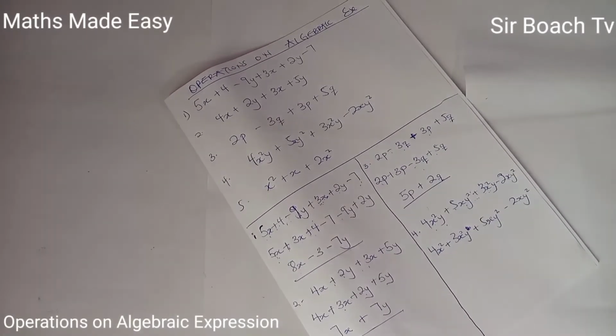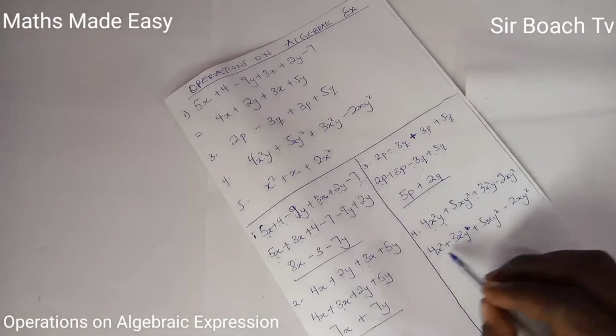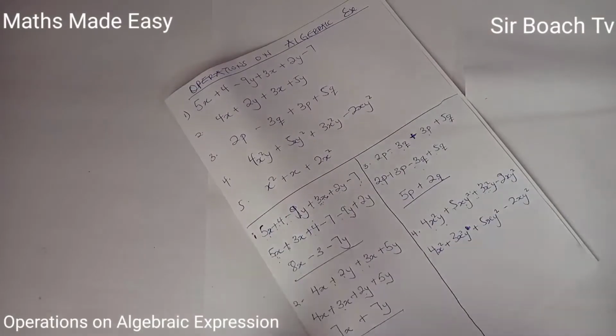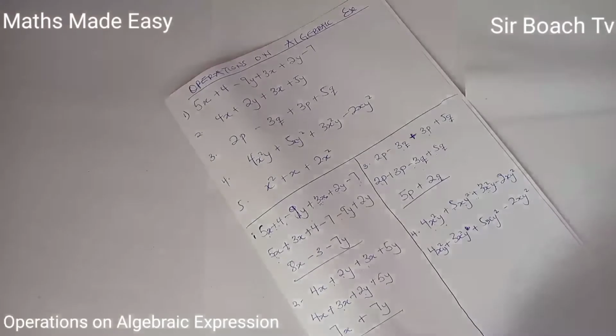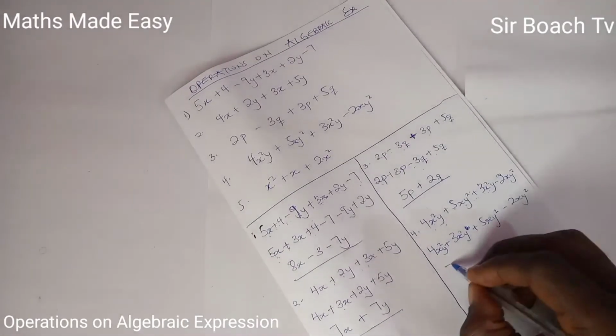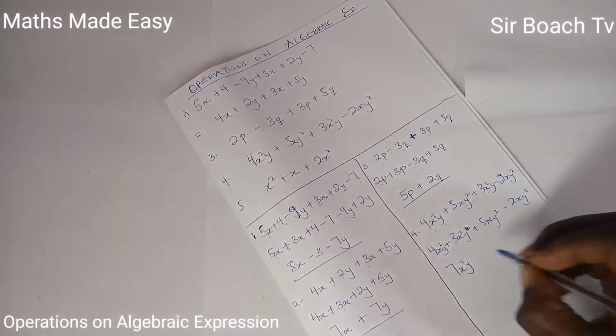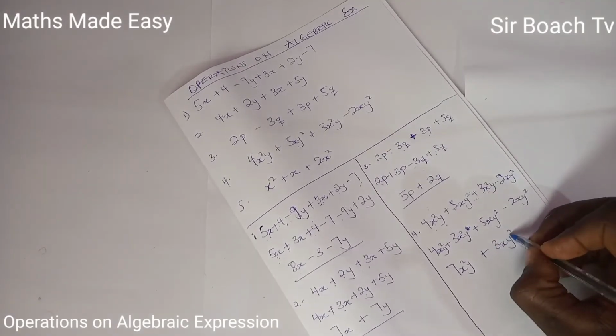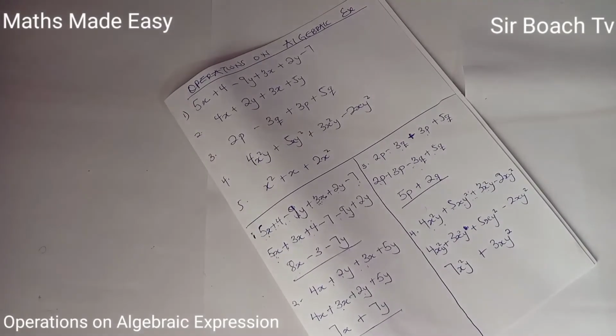Then after that, we add this one. It can be added because they are all x squared y, x squared y. So we will get 7x squared y, then plus this one will give me 3xy squared. As simple as that.